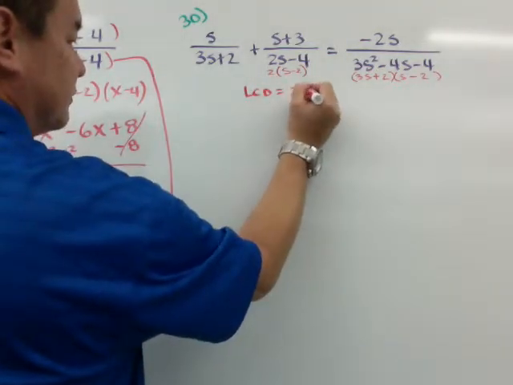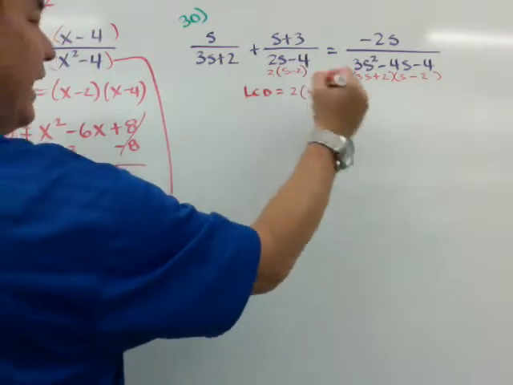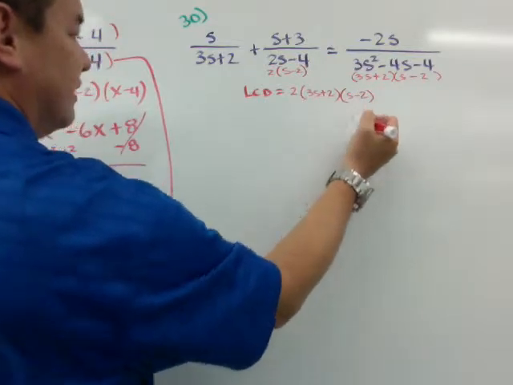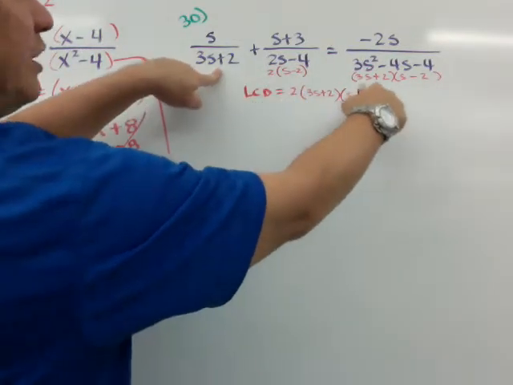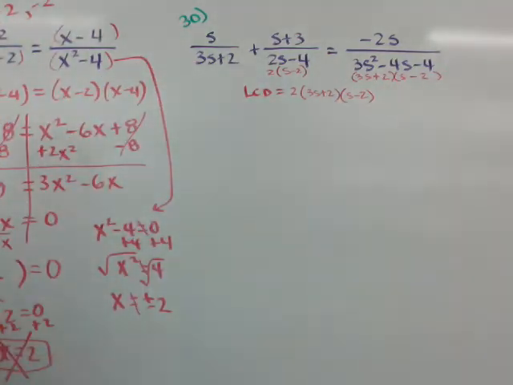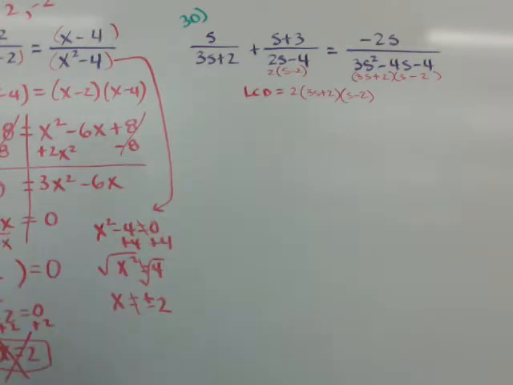So I have a 2, I have a 3s plus 2 here, I have a s minus 2 here. So I have a 2, that's 3s plus 2, s minus 2. And here's my s plus 2 and my s minus 2. So my LCD is going to be 2 times 3s plus 2 times s minus 2.